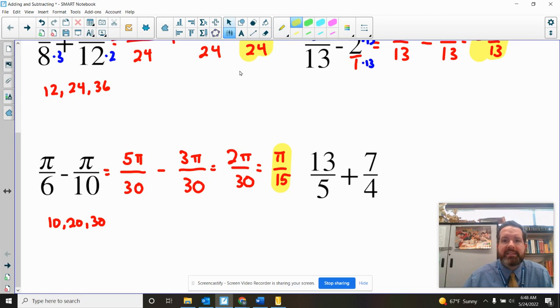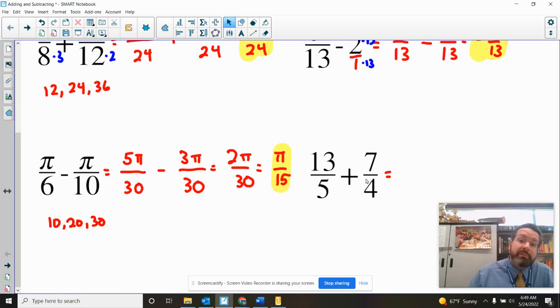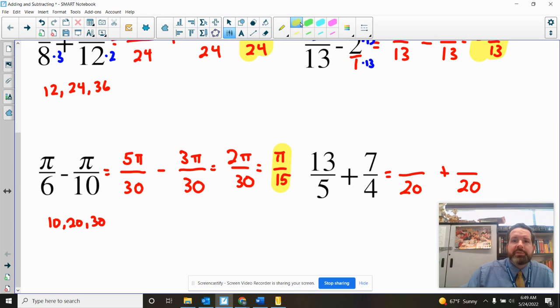That happens sometimes. Divide by 2 on the top and divide by 2 on the bottom. And then lastly, if you haven't already done this one, would you give this one a shot? This time, our least common denominator is going to end up being 20, because if you look at multiples of 5, 5, 10, 15, 20, the first one that divides by 4, that's 20.